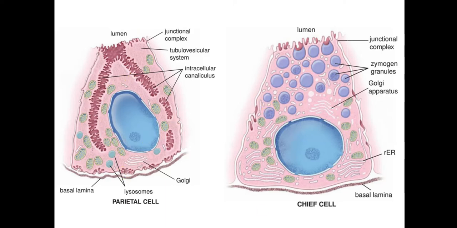So parietal cells and chief cells are present. If you see a lot of mitochondria, oxyphilic cytoplasm, and some extensions known as intracellular canaliculi or intracellular ducts, you can easily say it's a parietal cell.